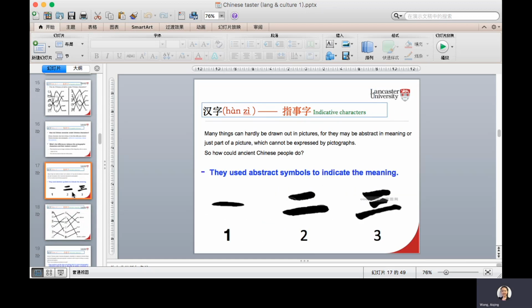Right, and a similar type is called indicative characters. So we use symbols and images to indicate the meaning of Chinese characters. For example, one stroke, that's number 1, yi. Two strokes, that's number 2, 二. And 3 strokes, that's number 3, 三.